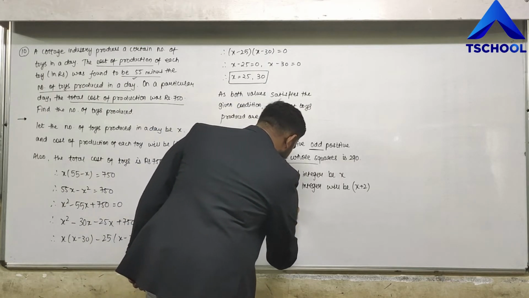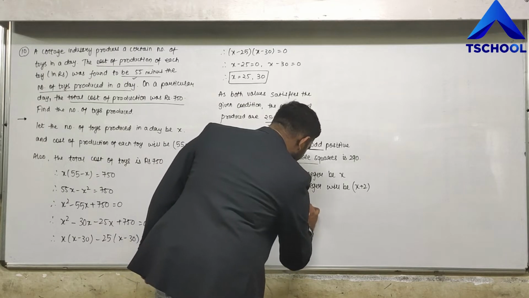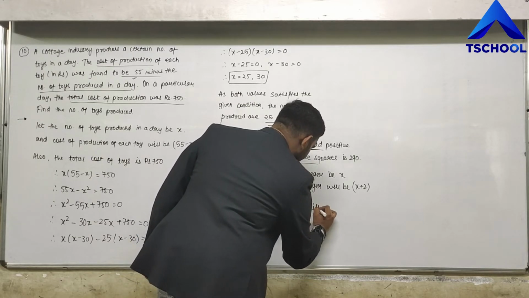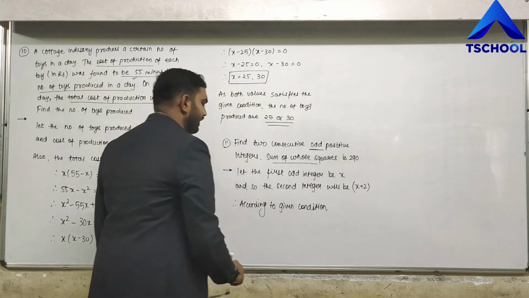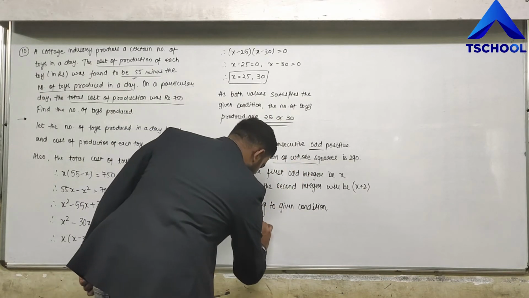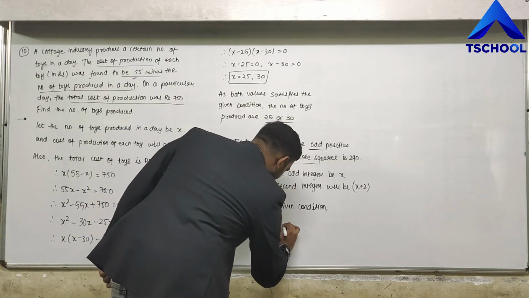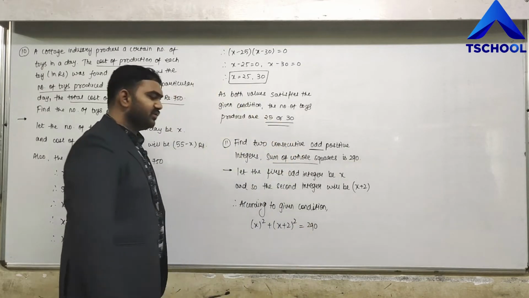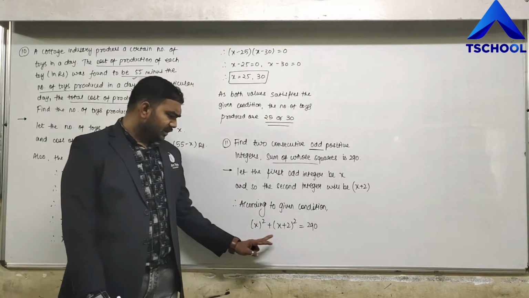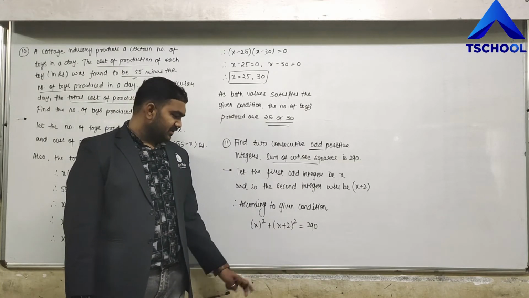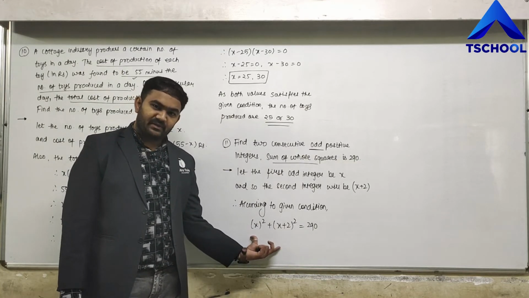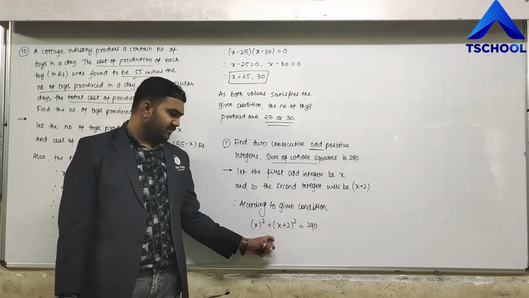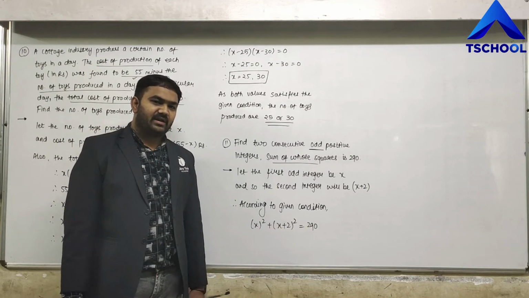According to the given condition, what we can say: x square plus (x plus 2) square is equal to 290, right? Sum of whose squares, that means first of all we are going to square them, then we are going to add them, and the total becomes 290, right?